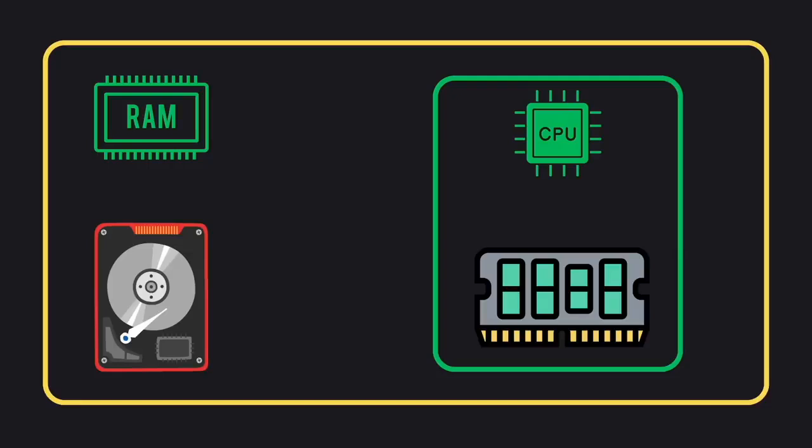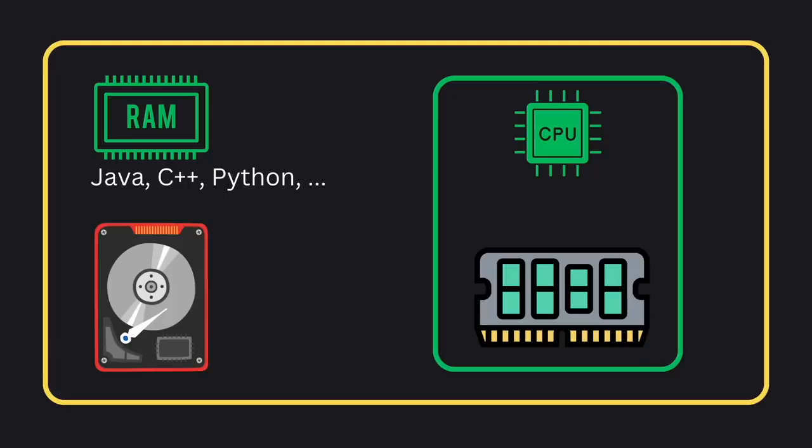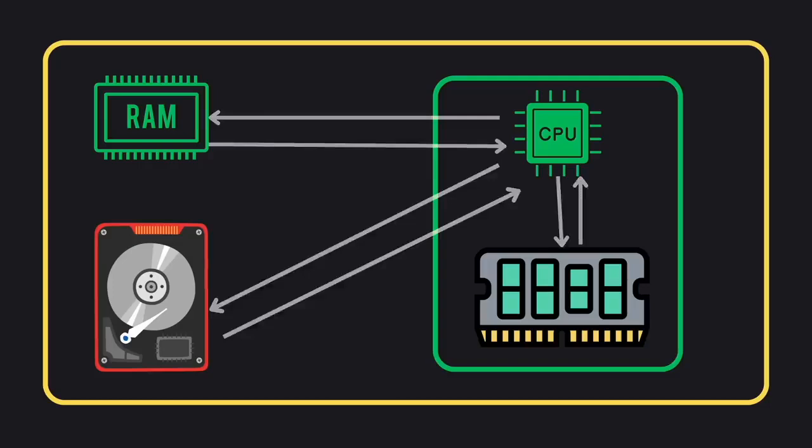And what about the CPU? The CPU is the brain of the computer. It fetches, decodes, and executes instructions. When you run your code, it's the CPU that processes the operations defined in that program. But before it can run our code, which is written in high-level languages like Java, C++, Python, or other languages, our code first needs to be compiled into machine code. A compiler performs this translation, and once the code is compiled into machine code, the CPU can execute it. It can read and write from our RAM, disk, and cache data.